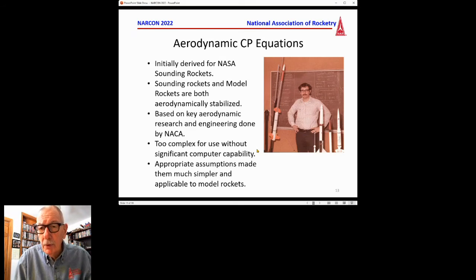It never had really been pulled together in one place, and I actually put together a computer program that we used on a regular basis to analyze our sounding rockets. And I did some simplifications and made some careful assumptions, which I'm going to talk about in a second, that allowed us to apply those same equations without using a computer. You can actually do those calculations by hand. So we'll see in a minute what that was all about.